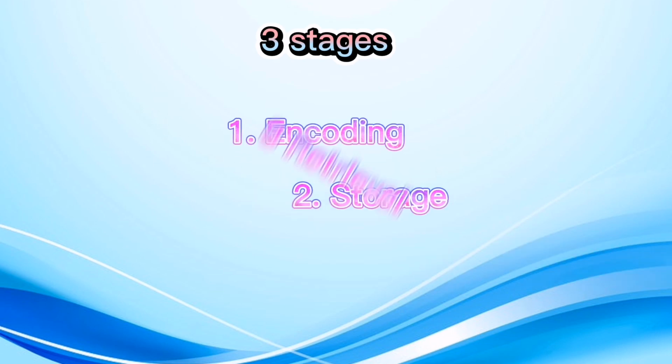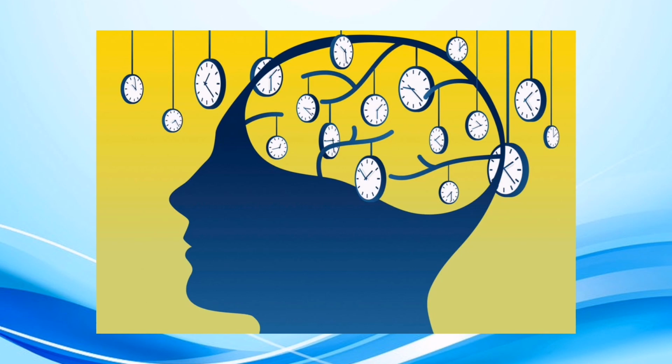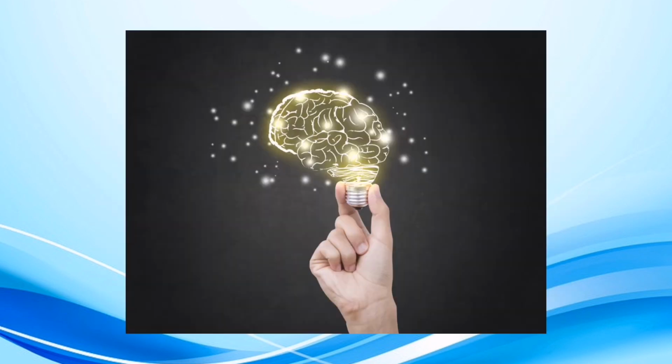Memory basically has three stages: encoding, storage, and retrieval. Encoding is the process of learning new information, storage is maintaining that information for future use, and retrieval is the ability to access that info when you need it.